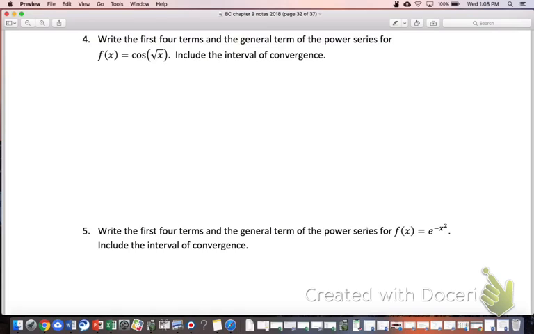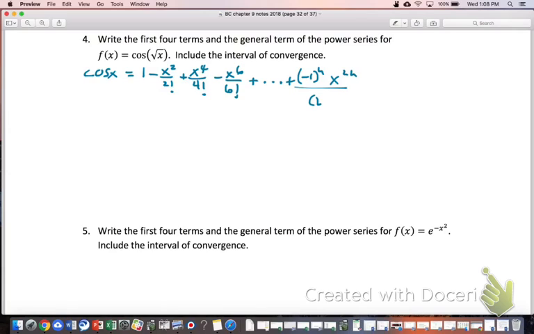Okay, so just to refresh your memories, get this in front of you again. I'm going to go ahead and write it out here. Cosine of x equals 1 minus x squared over 2 factorial plus x to the 4th over 4 factorial minus x to the 6th over 6 factorial plus dot, dot, dot, plus alternating element. Interval of convergence, negative infinity to infinity.